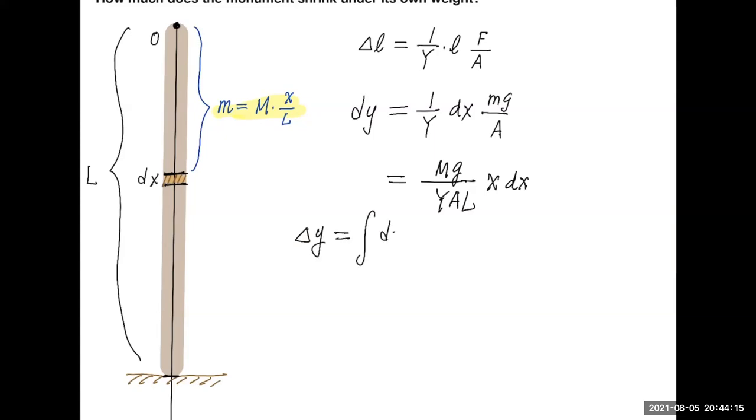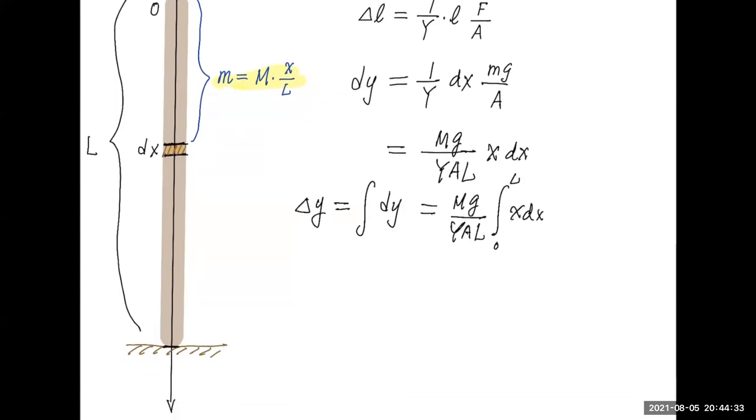And that is the integral over dy. So I'm going to take all these constants out, mg, Y, A, L, and then you have x dx, integrated from 0 to the overall length L of the entire column. Then you can easily find the answer to that. That is mg over 2YA, and then you have an x squared: 1/2 x squared integrated between 0 to L.